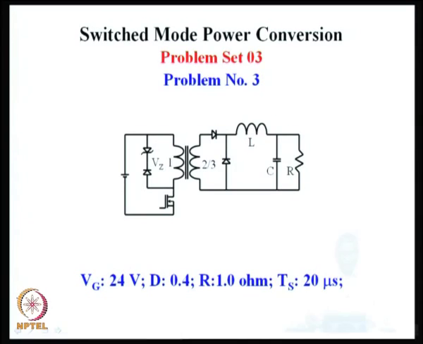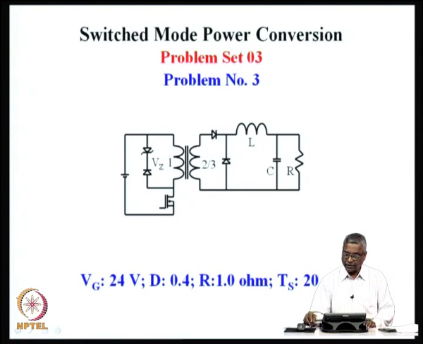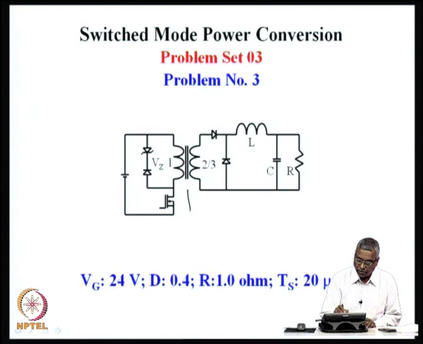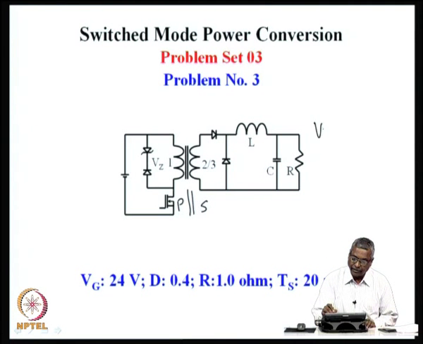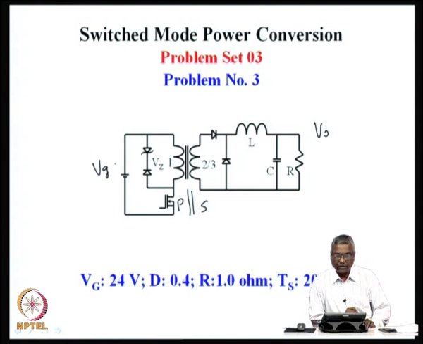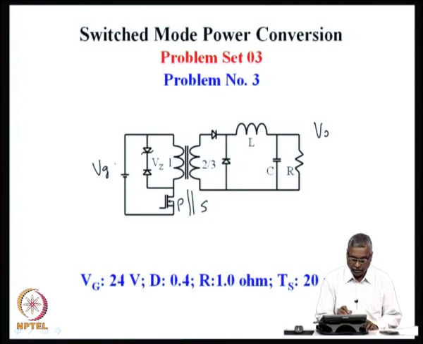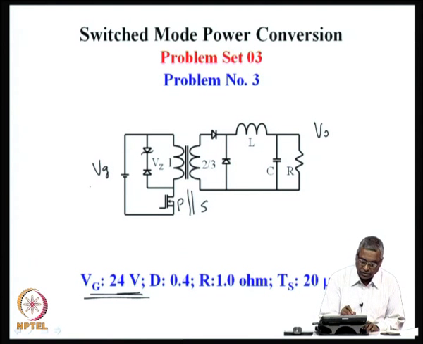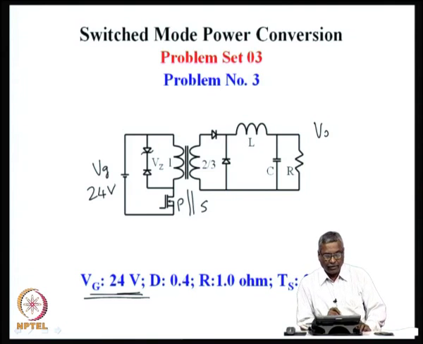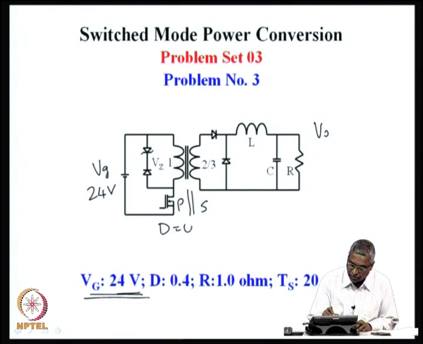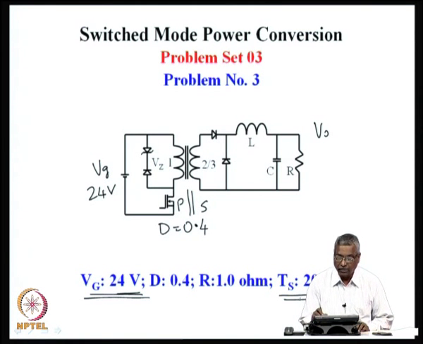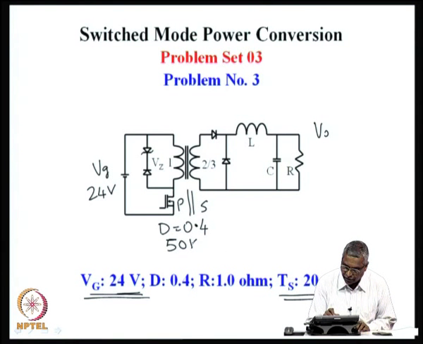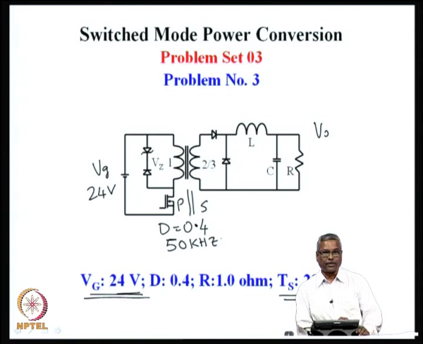What you see in this circuit here is an isolated converter. The power is transferred from the primary side to the secondary side, so that the V0 delivered from Vg is electrically isolated, and the source voltage is 24 volts. The switch is operating with a duty ratio of 0.4 at a switching period of 20 microseconds, which corresponds to 50 kilohertz of switching.